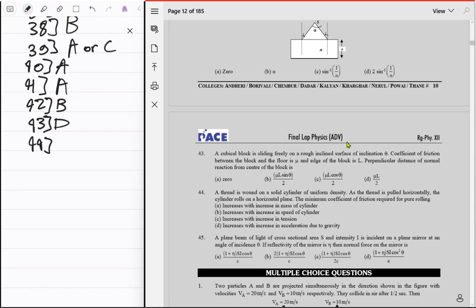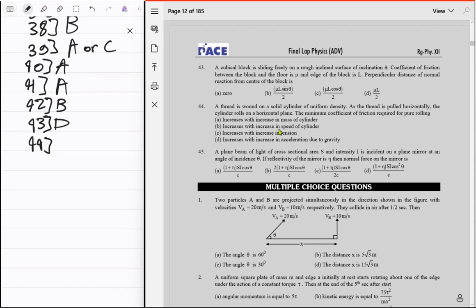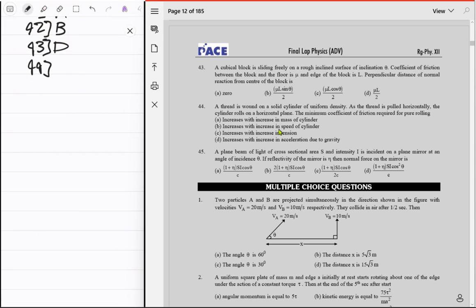This one is actually good, I should remember it the most. A thread is wound on a solid cylinder of uniform density. As the thread is pulled horizontally, the cylinder rolls on the horizontal plane. Okay, fine. The minimum coefficient of friction required for pure rolling. Understood, okay, let's do it. So we have to find the friction force, right? The force is from here, so you are pulling with some force from here.